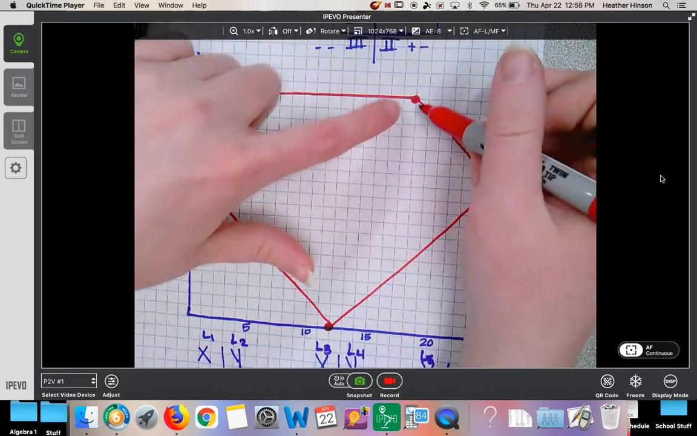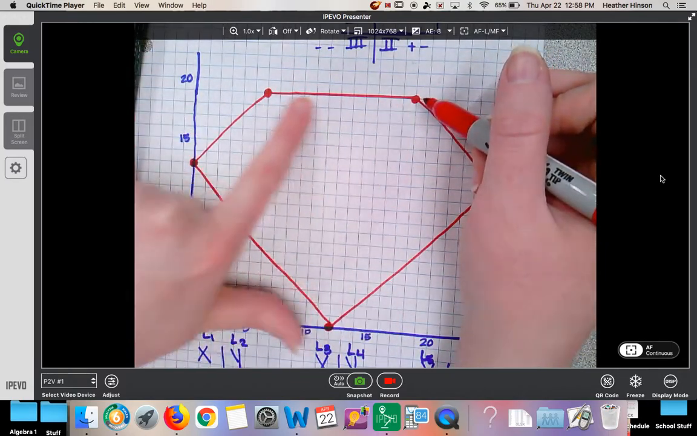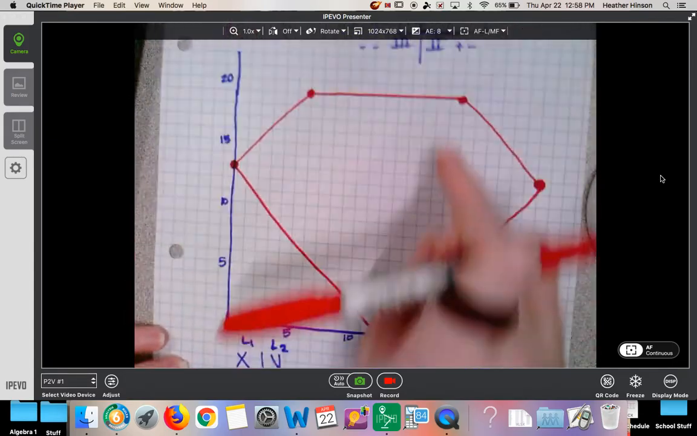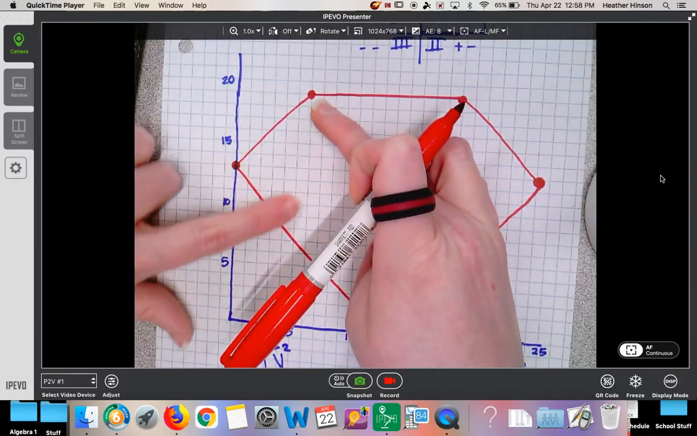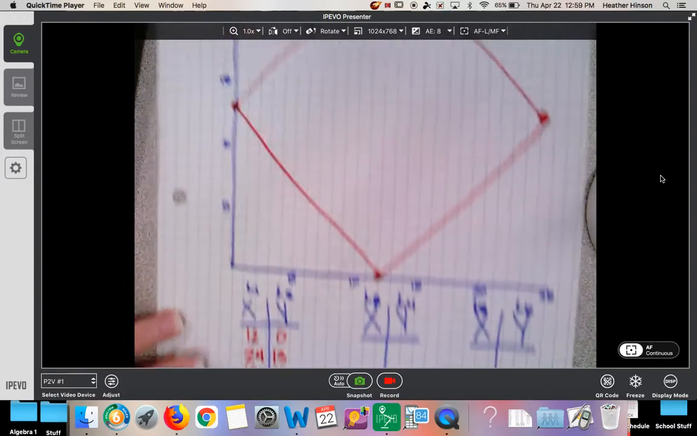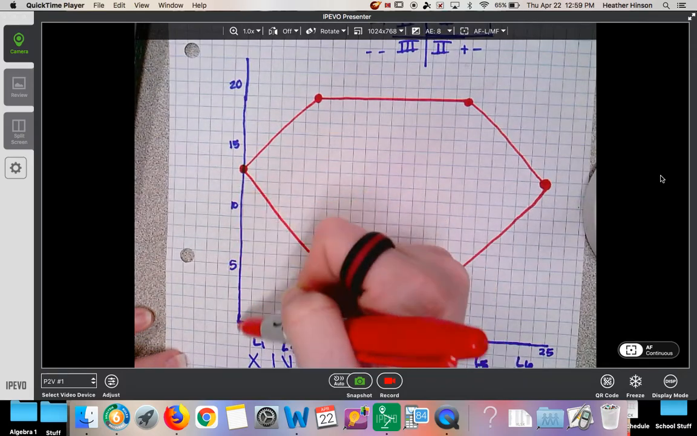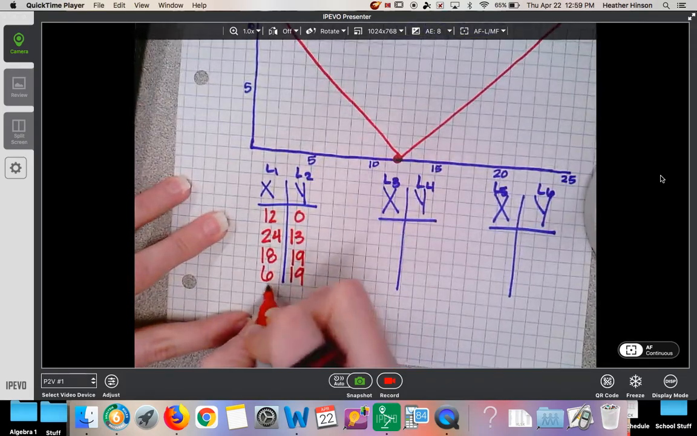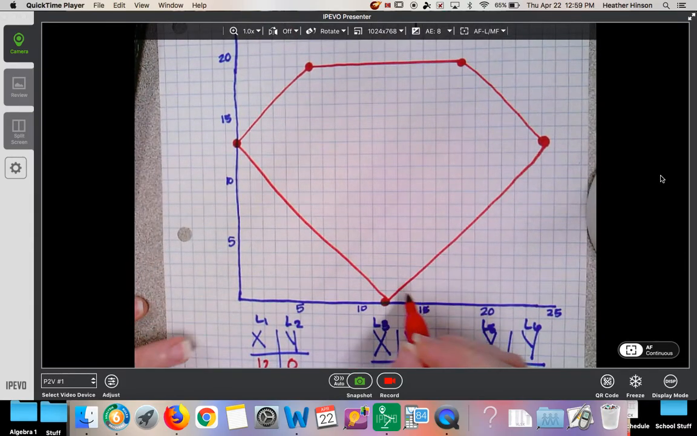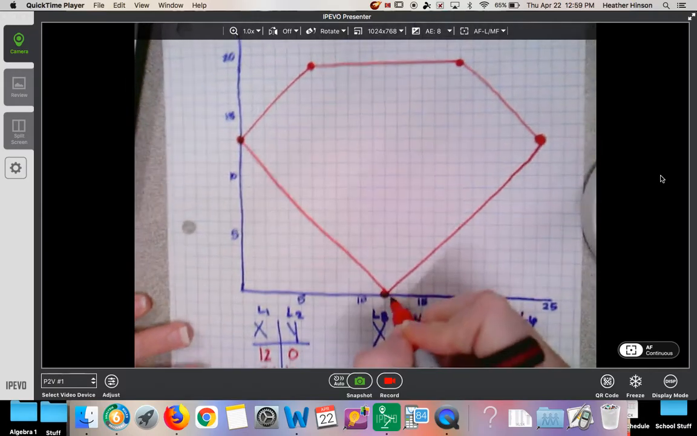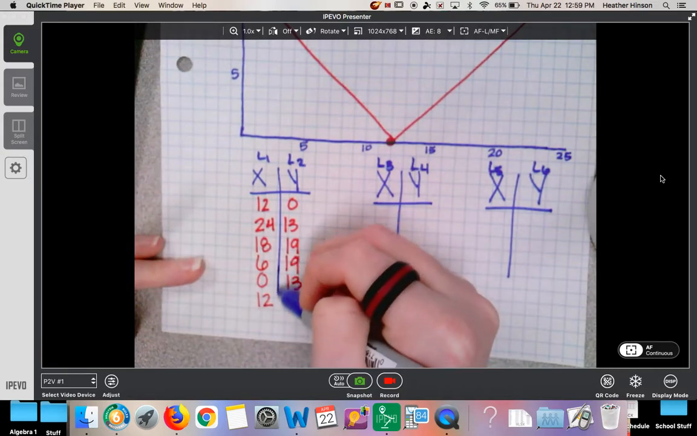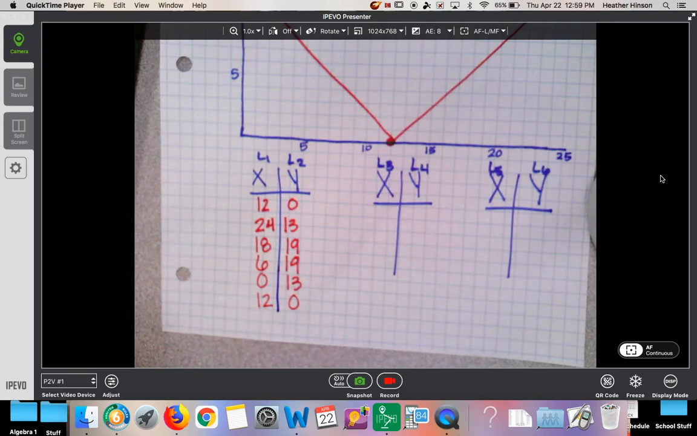So then I'm going to come up here. And that's going to be 18, 19. So I'll put that on the table. And I'll go over. That one is 6, 19. I'll follow it down. That one's going to be 0, 13. And then always go back to your starting point so that it'll close the whole shape. So that starting point should be your first and your last point. So that's my first table.